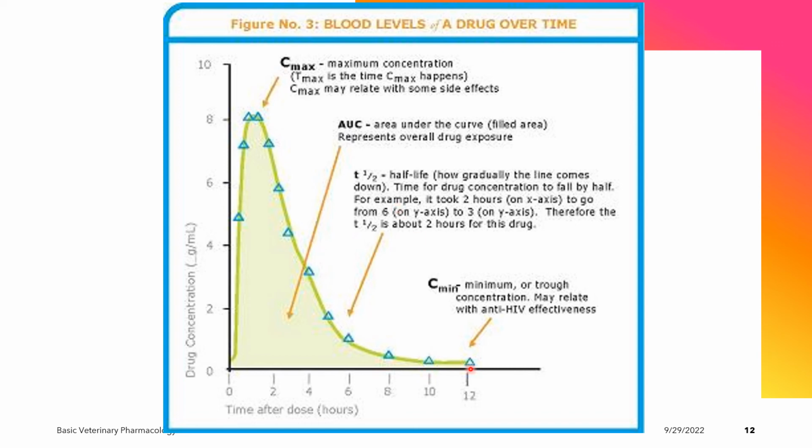We also have here the lowest point of the curve, which is the Cmin, the minimum or trough concentration. It may relate, for example, with anti-HIV effectiveness. That is only an example.